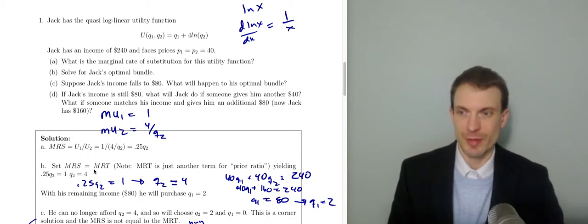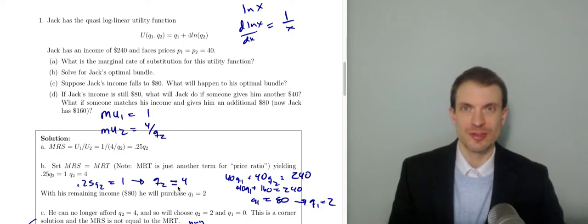We'll set that equal to the marginal rate of transformation, the MRT. That's just another name for the price ratio. In this case, that's 40 over 40, or just 1. And so a quarter Q2 is equal to 1, or Q2 is equal to 4, is Jack's optimal consumption of good 2. This indeed is a Marshallian demand. It's going to be written ultimately as a function of the price of both goods and the income. That's buried in this number. Hard to see with a numerical value, obviously. Anyway, this is Jack's demand for good 2.